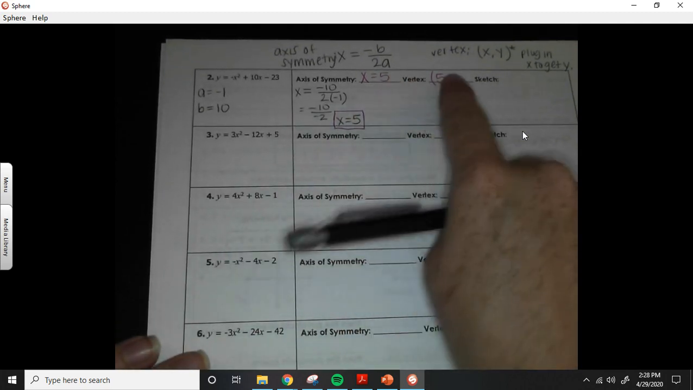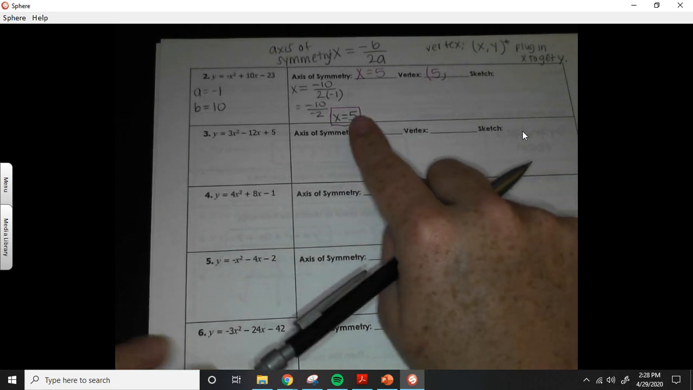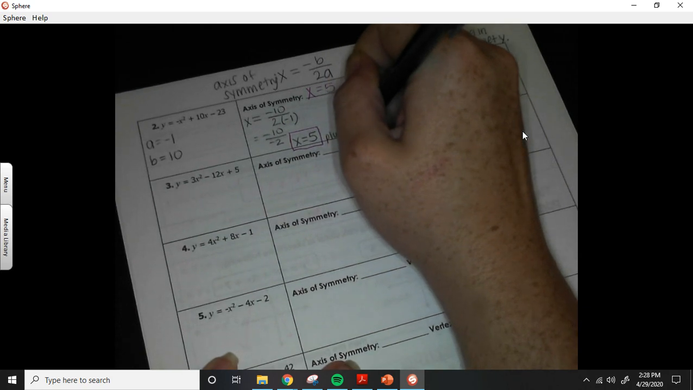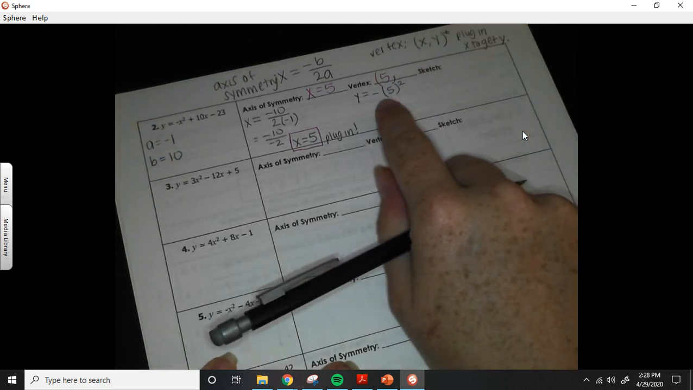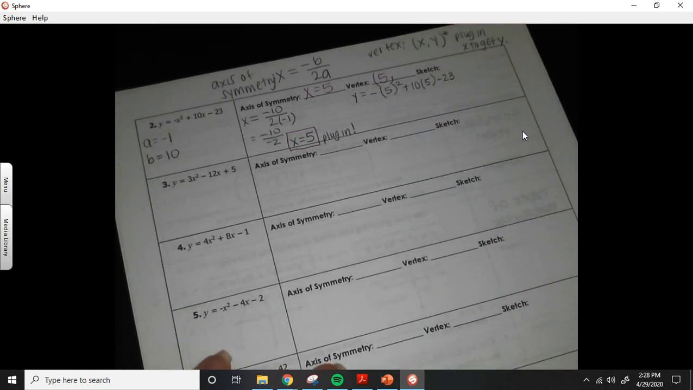So I'm trying to color code a little bit better here. Everything in pink is what we got from our x, and now how do we find our y? Well, we plug this in. We've got to plug it into this equation. So y equals negative 5 squared. We'll talk about why I put that outside parentheses in a second. Plus 10 times 5 minus 23. And again, I didn't leave much room for a sketch, so let me move it over a little bit.